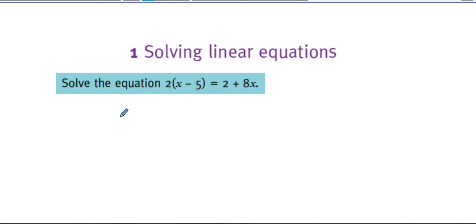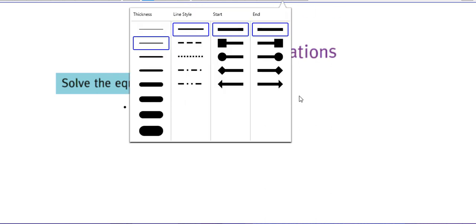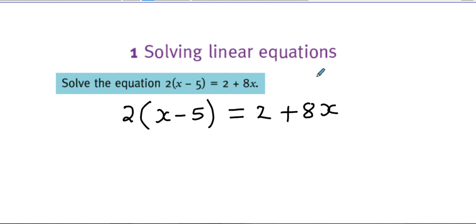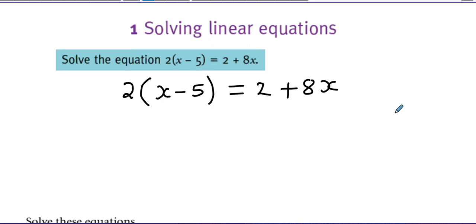So the first question is: solve the equation. The equation is 2, open brackets, x minus 5, close brackets, equals 2 plus 8x. So the question is solve the equation. To solve means to find the value of the letter used. So in this case, we are going to find the value of x.